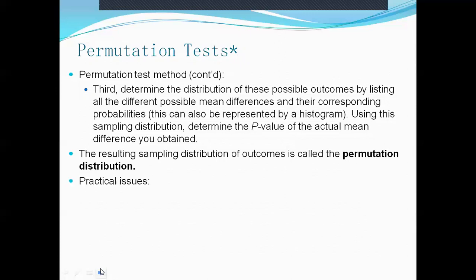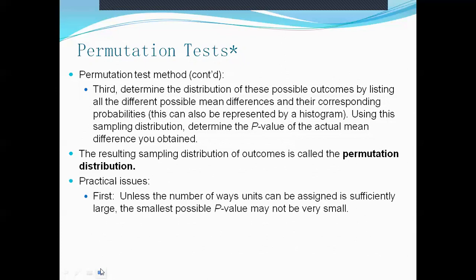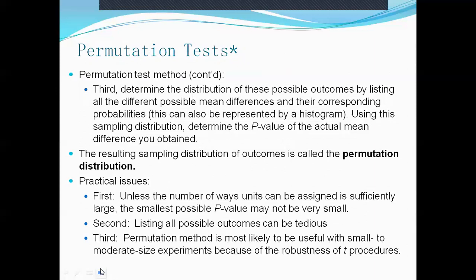Practical issues. First, unless the number of ways units can be assigned is sufficiently large, the smallest possible p-value may not be very small. Second, listing all possible outcomes can be tedious. Third, the permutation method is most likely to be useful with small to moderate size experiments because of the robustness of t procedures.